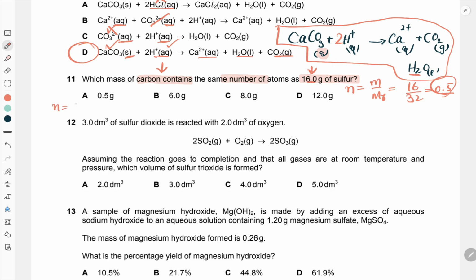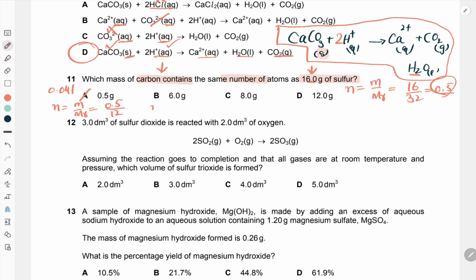Now applying the same formula, M over Mr, the mass given is 0.5, Mr is 12. So 0.5 divided by 12, you get 0.041, which means this is incorrect.